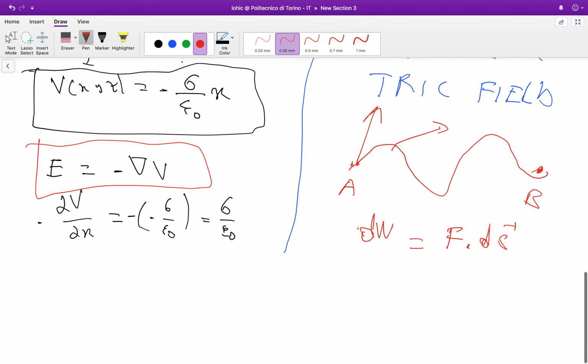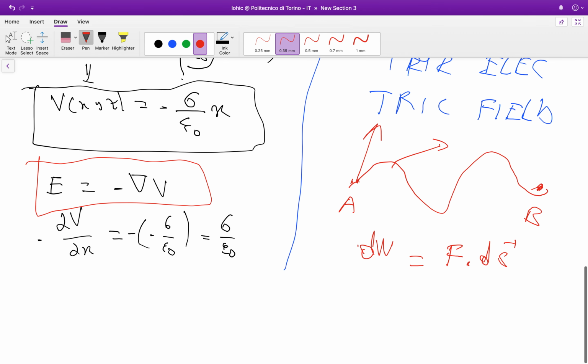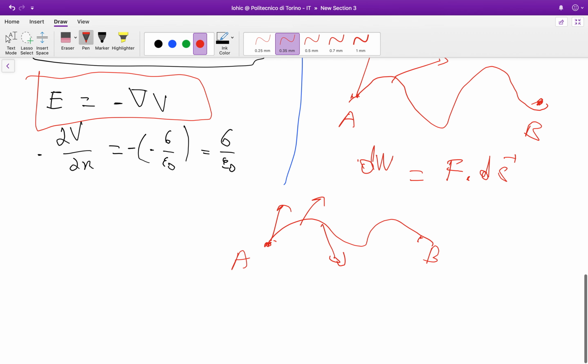But by the way, never mind if you don't remember. I am just saying that suppose that instead of having any force F on this path, you have the electric field. Having the electric field means that you want to move from A to B, and at every point there is some electric field. We want to compute the work of the electric field from A to B.